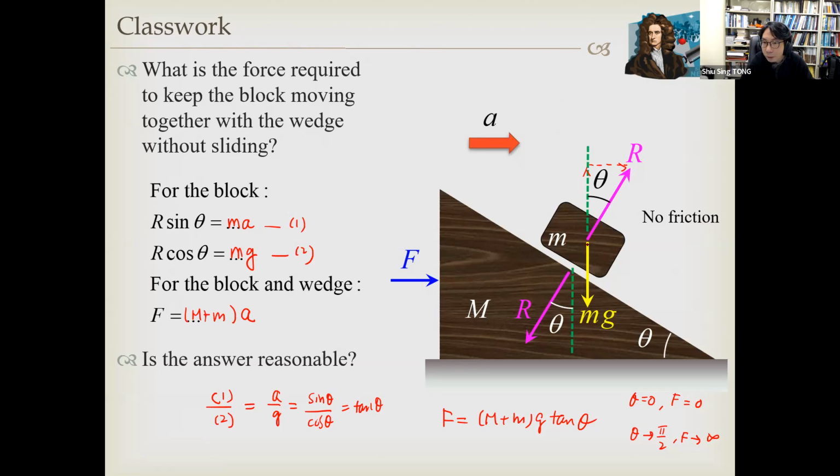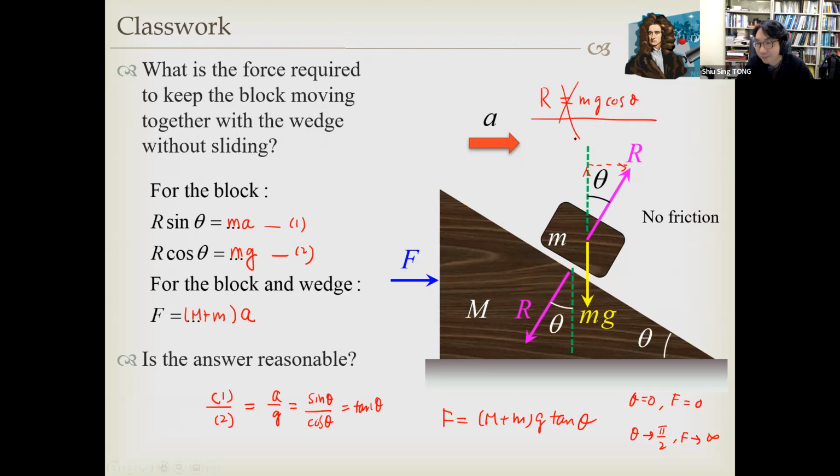If you resolve the weight mg in a direction perpendicular to the plane, you may be tempted to write R equal to mg cosine theta, right? Because these two forces seem to balance each other, right? Has anyone tried to do that? I think some of you might have done that. Okay. Anybody raise your hand? Now this equation is not correct.